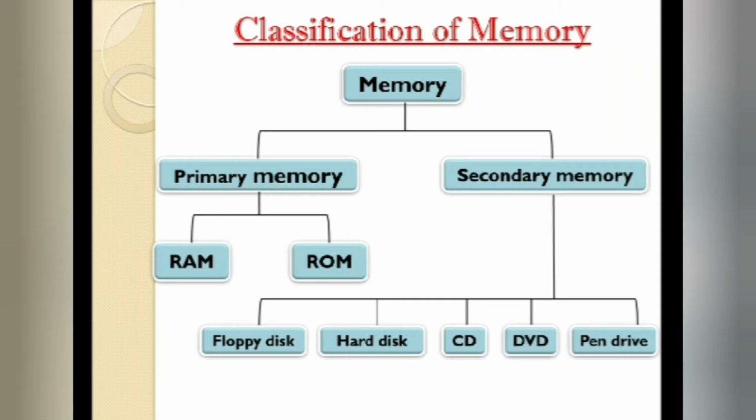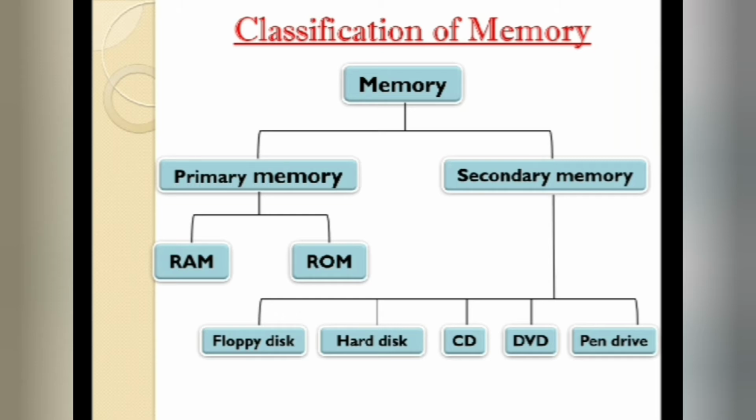The primary memory is also called internal memory and also called main memory. The primary memory is further classified into two types. What are they? That is RAM and ROM.